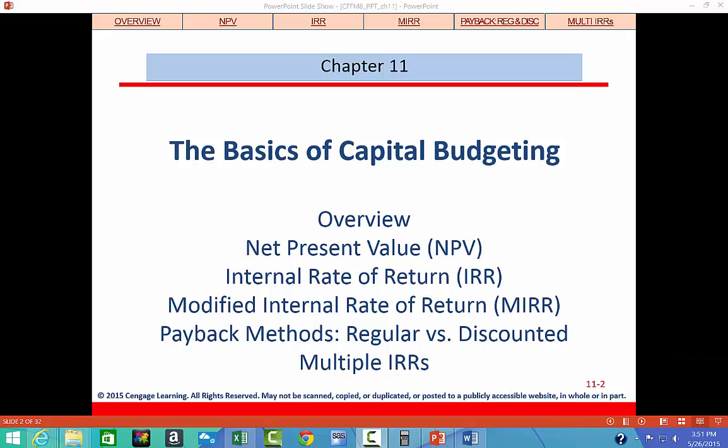Chapter 11 is really a fun chapter because we get to use all these different methods to try to figure out if we should accept or reject a project. So the main learning objectives for you guys for this chapter is to discuss capital budgeting, for you to calculate and use NPV, IRR, MIRR, and payback period, and for you to be able to explain why NPV is the best method and how it overcomes problems that are inherent in the other methods.